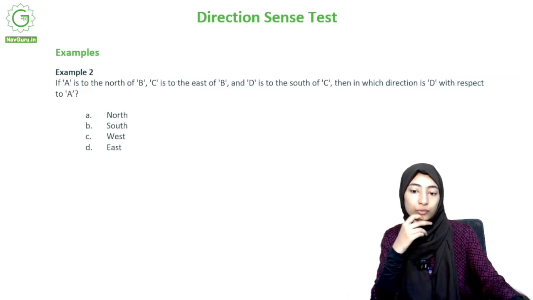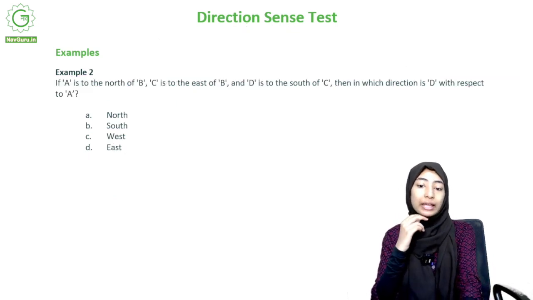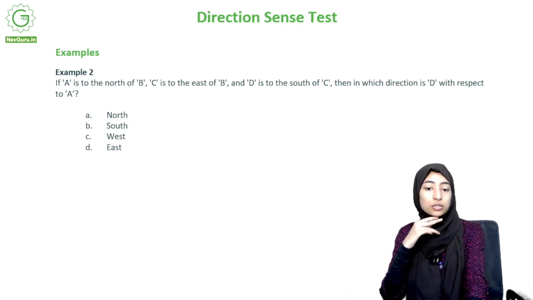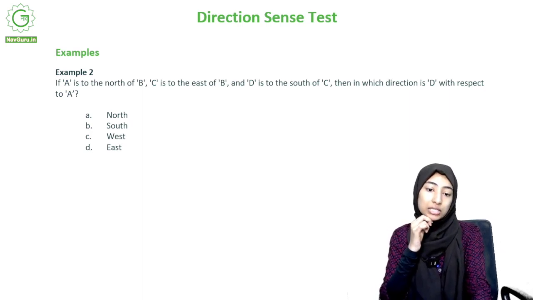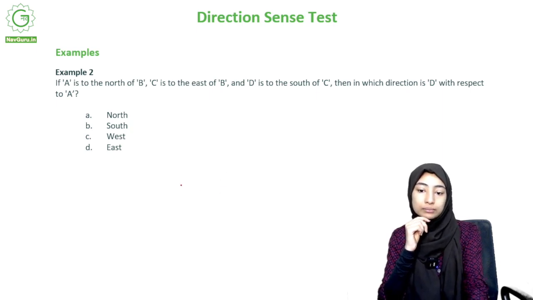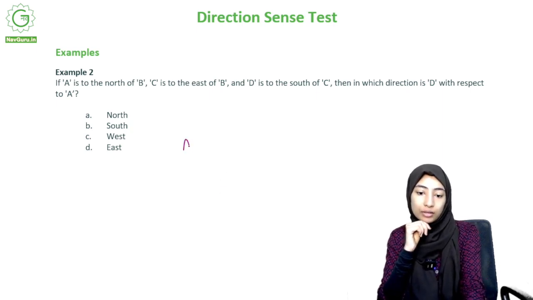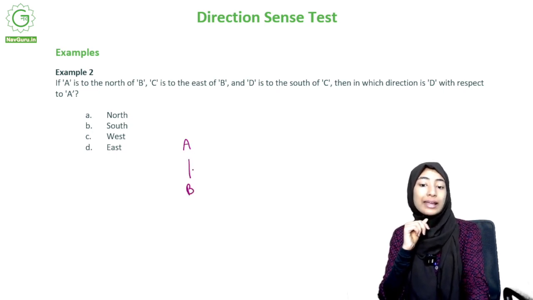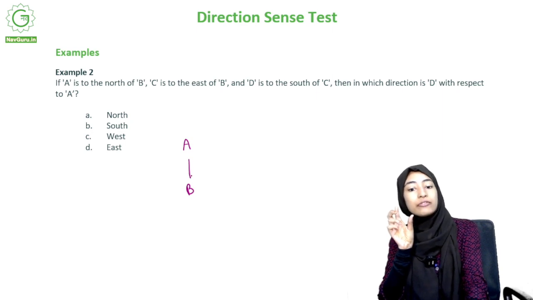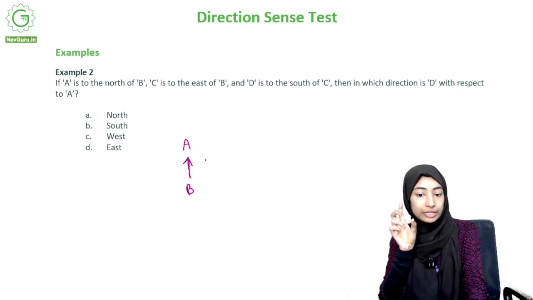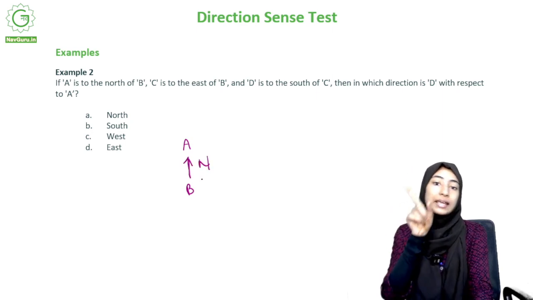First example, moving on. If A is to the north of B, C is to the east of B, and D is to the south of C, then in which direction is D with respect to A? You have A to the north of B. Okay, so what do we mean when we say A is to the north of B? Basically, if you draw a line from B that faces north, you will see A there.